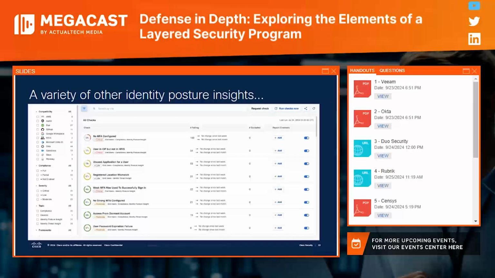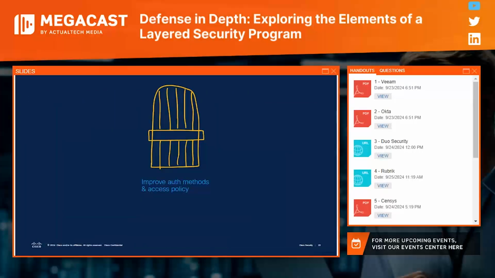Things like weak MFA, or an unused application for a user. These are all things that pop out of having an identity graph, being able to assess posture of what types of things you expect in your environment, what things you can improve in your environment, and so forth. So that's pre-authentication, being able to do some of this posture evaluation. So let's think about at authentication now.